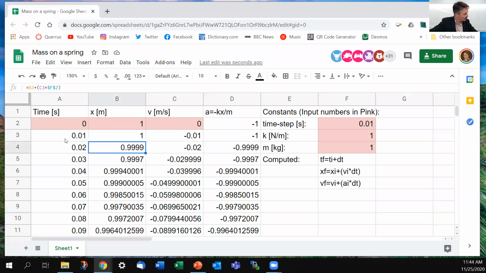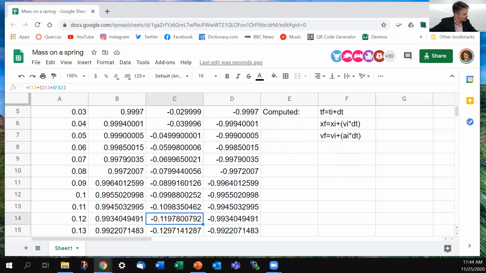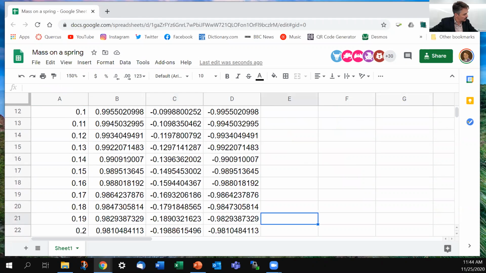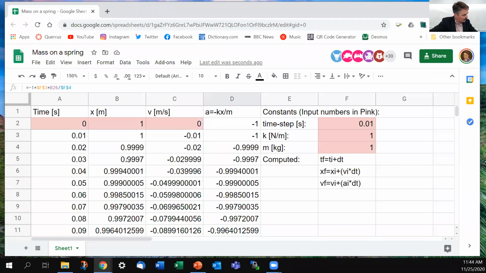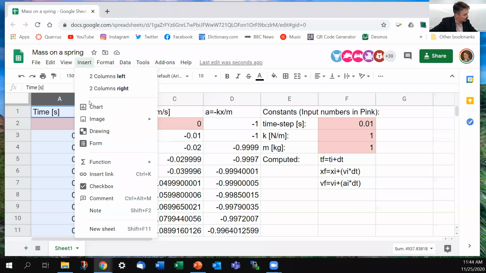For x, it did B3 plus C3. So it grabbed the old velocity and just updated it. Again, I'm not sure it's such a great idea to use the old velocity each time, but that's what I did. And then you can see the C's and the D's all go up bit by bit, acceleration. So, okay, what does it look like? Well, why don't we make a chart? You can go on here and press Insert Chart.